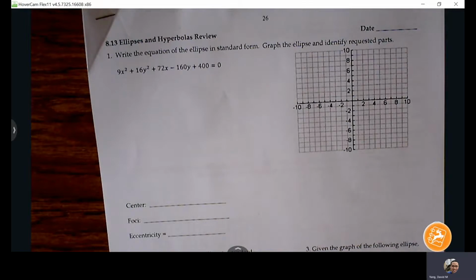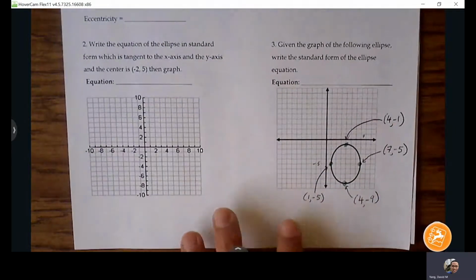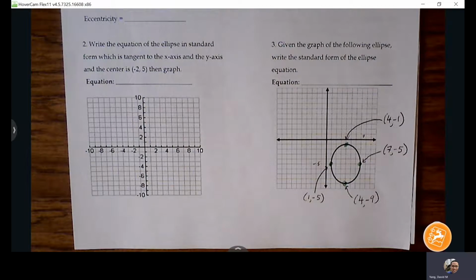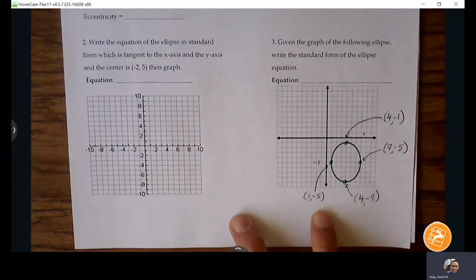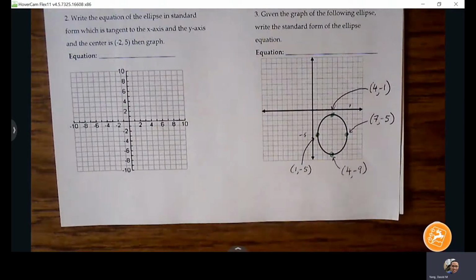First is, if you look at number 3, sorry, I did not check the graph before I printed it out, so it's not showing you where those locations are. If you guys can highlight those ordered pairs, those important points, (4, -1), (1, -5), (7, -5), and (4, -9), that should allow you to count and find your a, your b value, as well as your center. Okay, so copy that down. Sorry about that. This is number 3 on page 26.